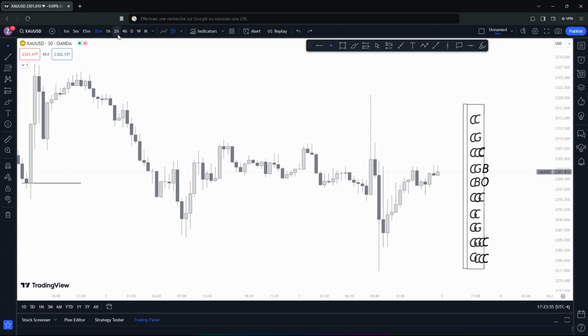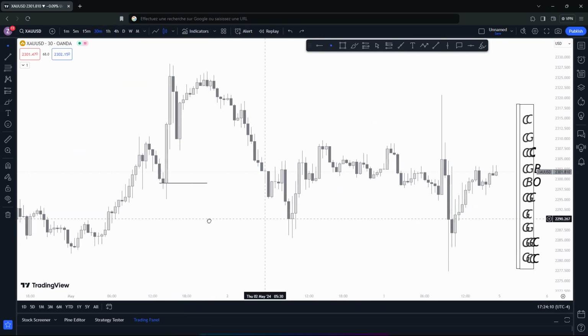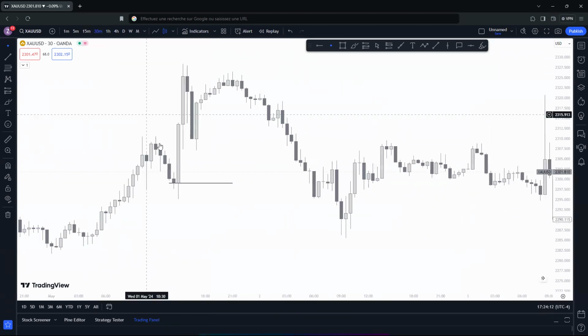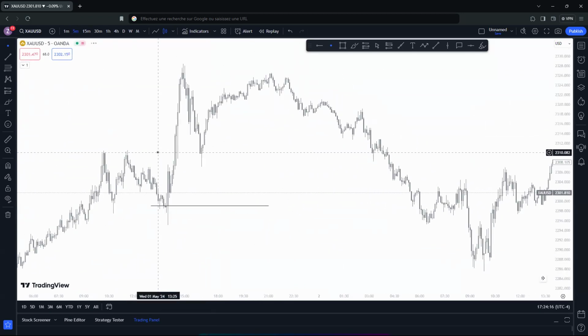He uses H4 H2, H2 H1, H1 M30, M30 M15. If you guys want to try that out, it definitely works because price action is fractal. Even if you use the 3 hour, it will work, okay? So if you want to add the 2 hours to have more setups, you can definitely do that, but I personally don't. Okay, so M30 V, let's see if there is a gap on M15, there isn't.